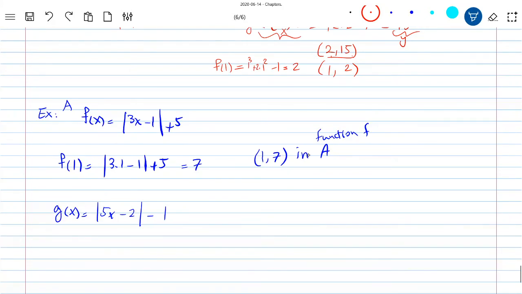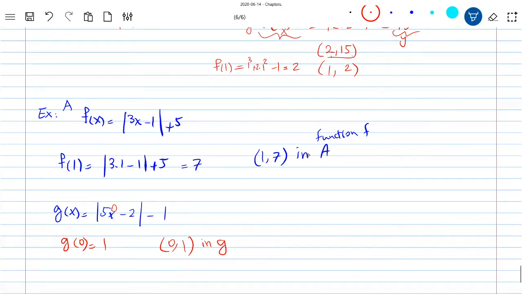And then they tell you, for example, g of 0 is given, whatever you can calculate. If they give you g of 0 equal to 1, that means if you replace 0, you expect to get 1. If I replace 0 for x, 5 times 0 is 0, not 5, minus 2 is negative 2, absolute value becomes positive 2, then minus 1 gives you 1. So that means (0, 1) is in g.